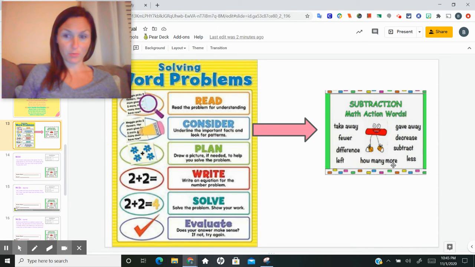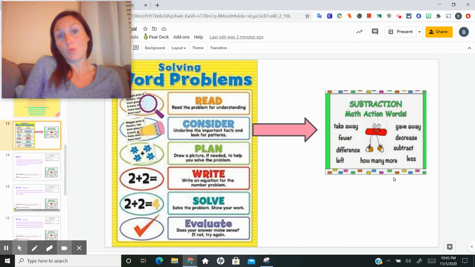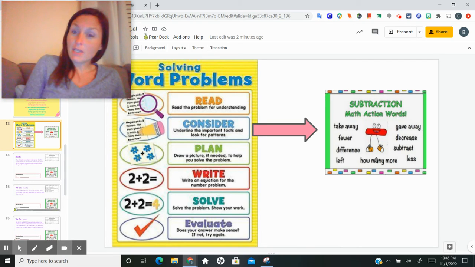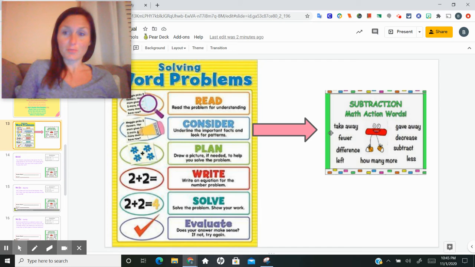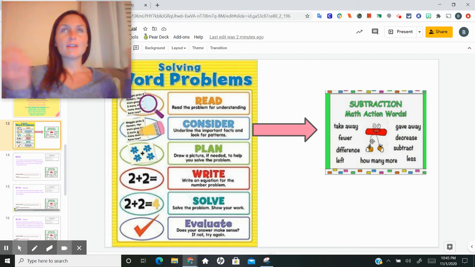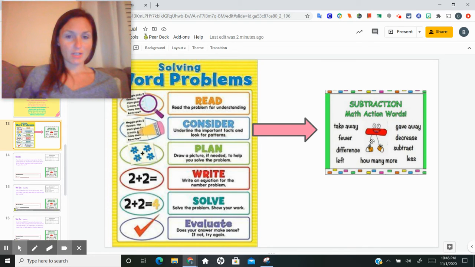A lot of us see the word more, and then we think, oh, that must mean we need to add, because more means add. This is how many more. So this really means subtraction. So we're going to be looking for these clue words to help us know that we're supposed to subtract. Now today, we're practicing only subtraction. Okay, so obviously all of them mean you're going to subtract.